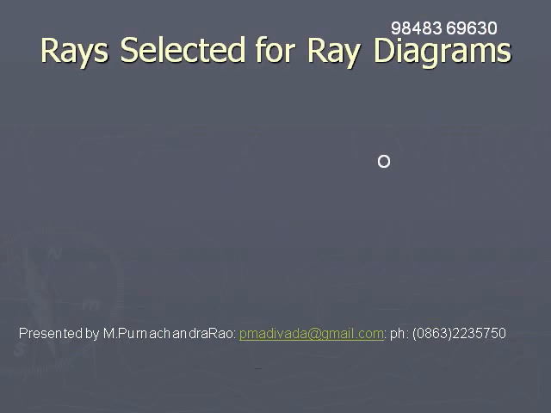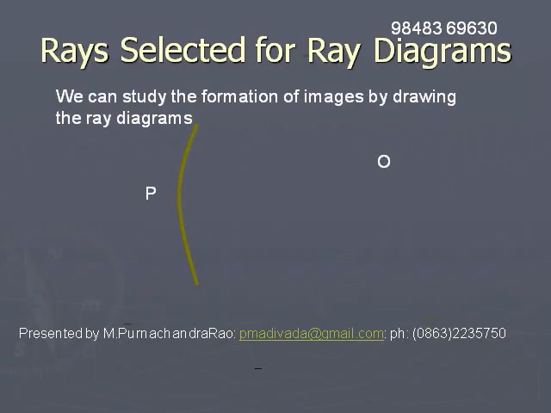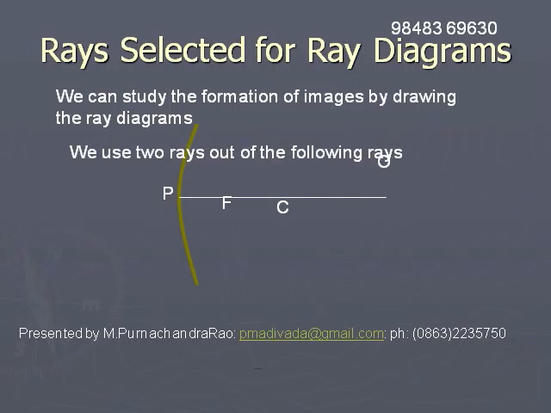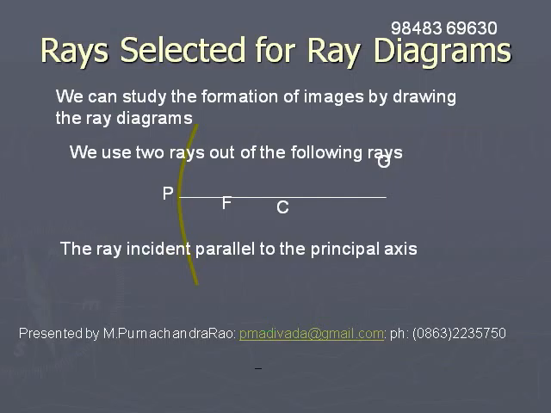We can also study the formation of images by spherical mirrors using ray diagrams. Using ray diagrams, we can study the nature of the images. For this purpose, we use two rays out of the following four.